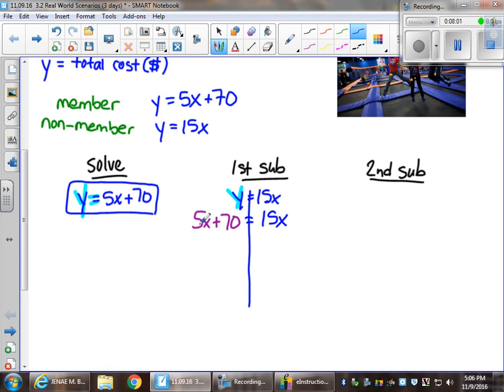And if I look, 15x is a term that has x, and it's kind of already by itself over here. So I think I will use math to move this positive 5x to the other side. And to do that, what is the opposite of a positive 5x? The opposite of a positive 5x is a negative 5x. So we will subtract 5x from both sides. That leaves 70 on the left side. 15x minus 5x is 10x. And I can now divide both sides by 10. I get x equals 7.